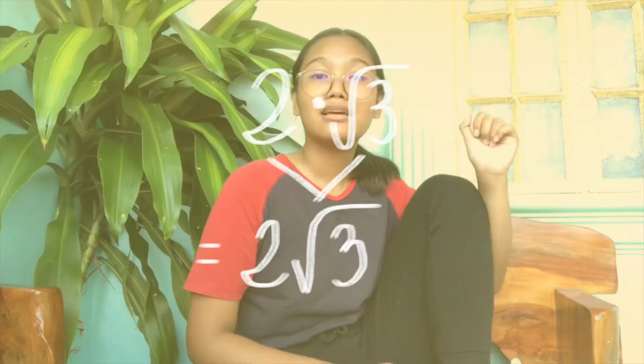Right? Yes. But if the example is 2 times the square root of 3, that's when you cannot multiply them both. Therefore, the answer will be just 2 and the square root of 3.